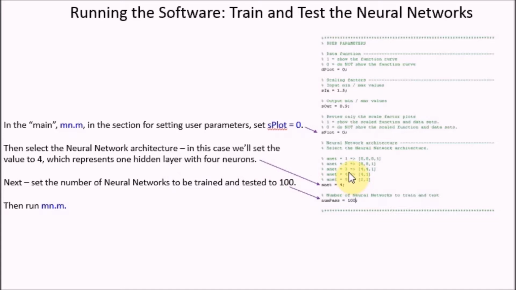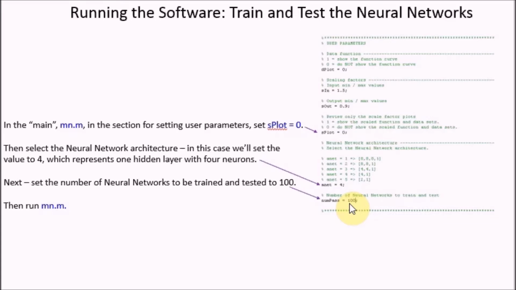If we had selected 3, that would be 2 hidden layers with 4 neurons each. If we'd selected 1, it would be 3 hidden layers with 8 neurons each. But in this case, we're going with 4. And we're also going to set the number of neural networks to be trained and tested.